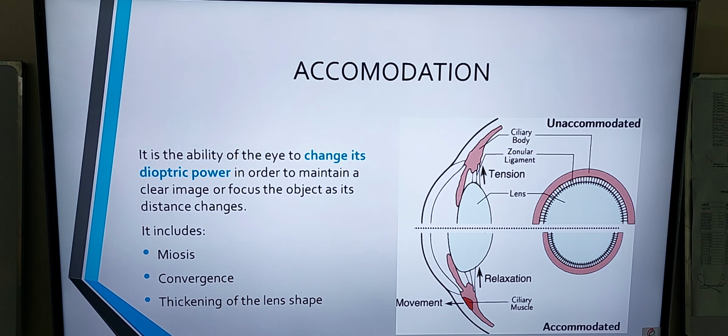If we look at this diagram, it is a comparison between an unaccommodated and an accommodated eye. In an unaccommodated eye, the pupil is dilated, and there is tension in the suspensory ligaments, due to which the lens maintains a less globular shape, as in focusing for far objects. However, in near objects, the pupil has undergone miosis due to the contraction of the ciliary muscle, and there is relaxation of the suspensory ligaments, which has allowed the lens to become more globular.